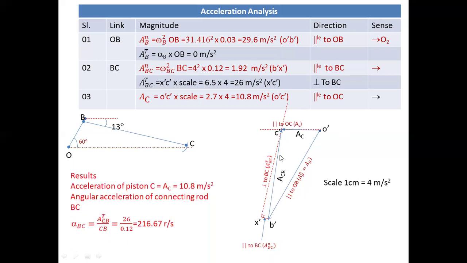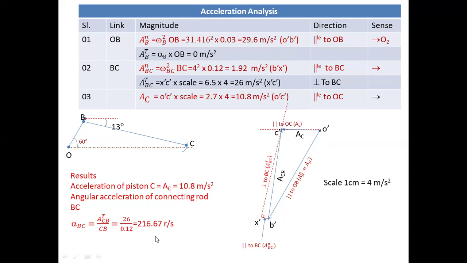So we have to find out the acceleration of slider C. Just measure the distance, multiply by scale. If you multiply this distance into the scale, this value is around 2.7 centimeter, 2.7 into 4. This will be around 10.8 meter per second square.